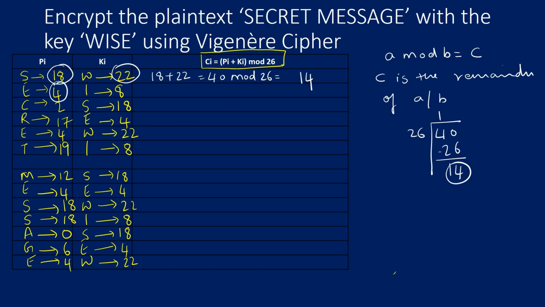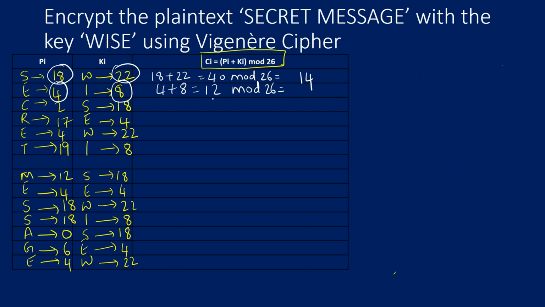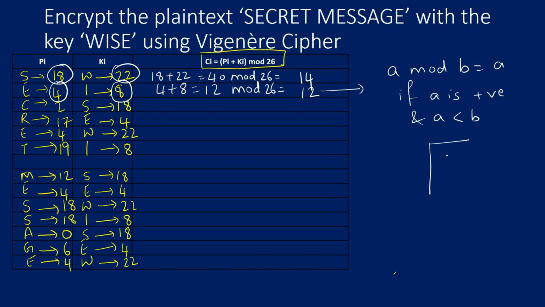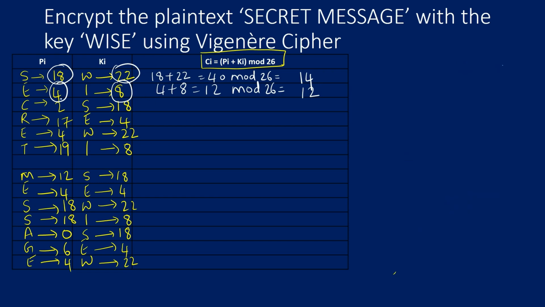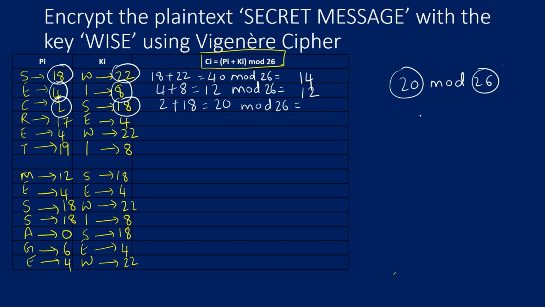Now the next number to be encrypted is 4 and key is 8. So 4 plus 8 is 12 mod 26 and 12 mod 26 is 12 because A mod B continues to remain A if A is positive and A is less than B, which you can also see from division. That is, if I divide 12 with 26, 26 into 0 is 0 and the remainder continues to be 12. So 12 mod 26 is 12. The next letter to be encrypted is 2 and the number for the key is 18. So 2 plus 18, that is 20 mod 26, and since 20 is less than 26, this continues to remain 20. So this answer is 20.